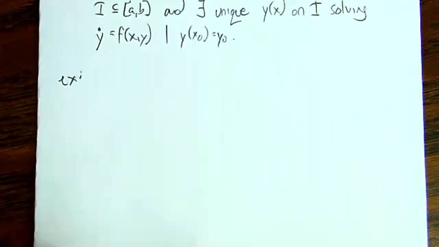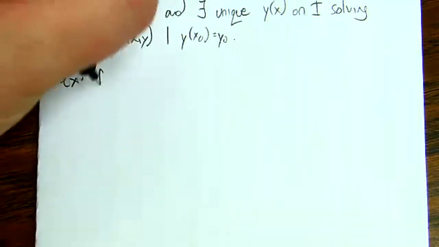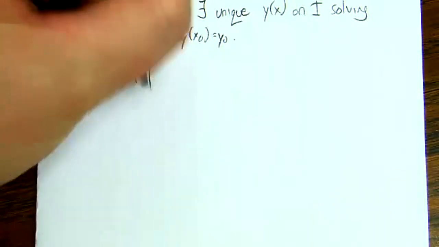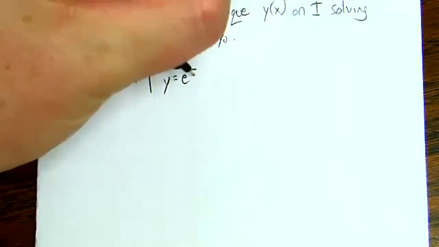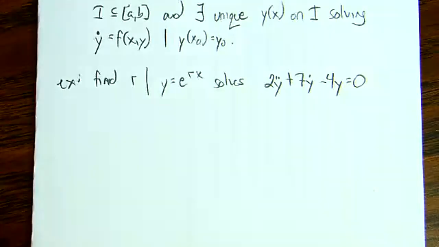So let's practice finding a solution. Let's find, say, r such that y equals e to the rx solves the differential equation 2y double dot plus 7y dot minus 4y equals 0. So we want to find an r so that this solves this differential equation.